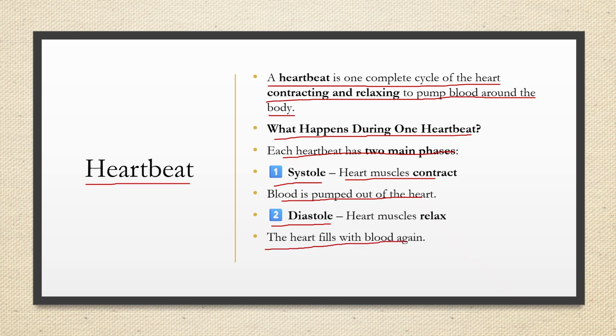So in simple words, what do you mean by heartbeat? A heartbeat is one complete cycle of the heart when the heart contracts and relaxes to pump blood around the body. It has two main phases. In the first phase, heart muscles contract. When heart muscles contract, blood is pumped out of the heart. The second phase is diastole. In diastole, or you can say the heart muscles relax, the heart fills with blood again.